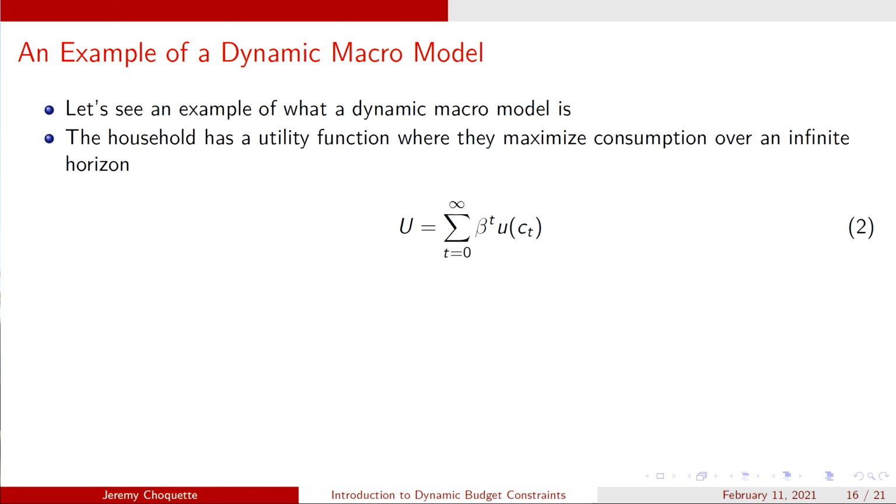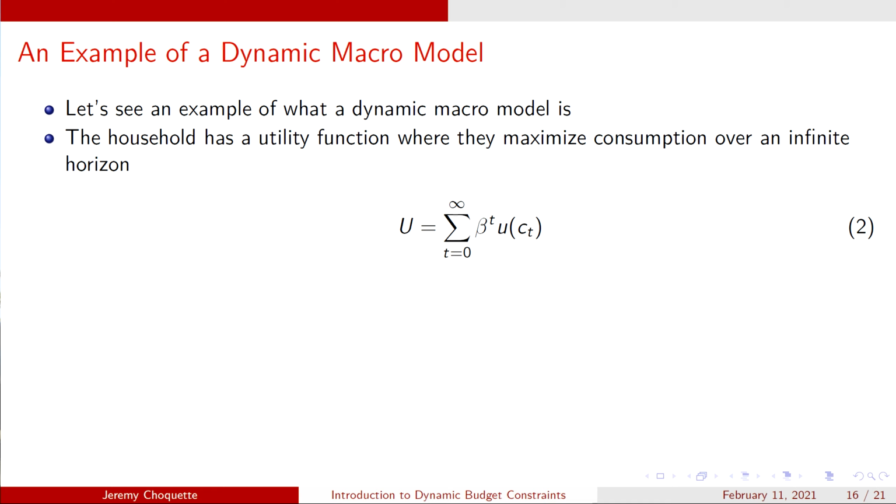So the household's got a utility function, right? Now they maximize their utility of consumption over an infinite time horizon, right? So I've got this U equals a summation as t goes from 0 to infinity. T is time. And we've got this beta to the t.